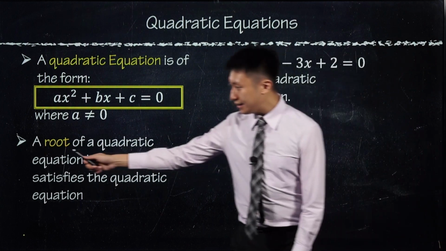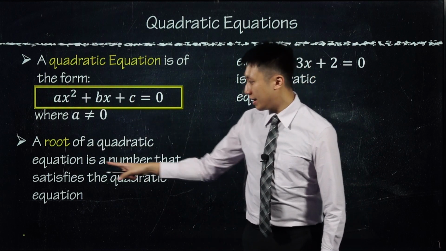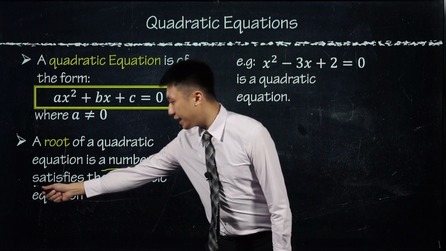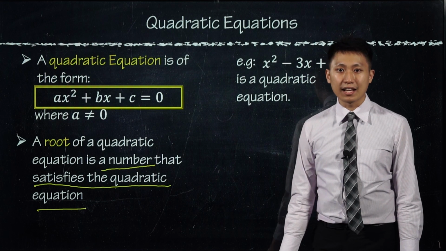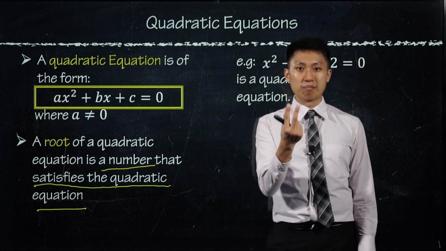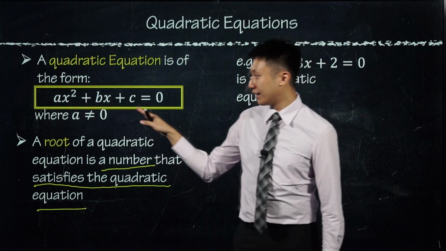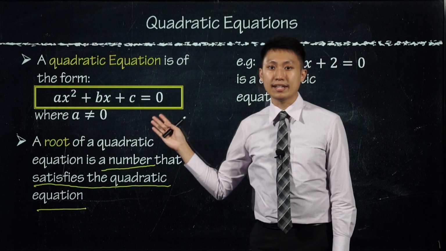Next, what is a root? A root of a quadratic equation is a number that satisfies the quadratic equation. What does it mean by satisfy? It means you have that number, you plug it into x, then you get the left hand side equal to 0, or left hand side equal to right hand side.